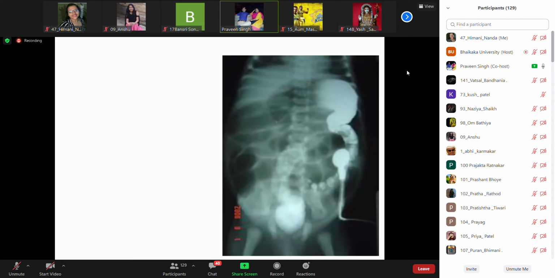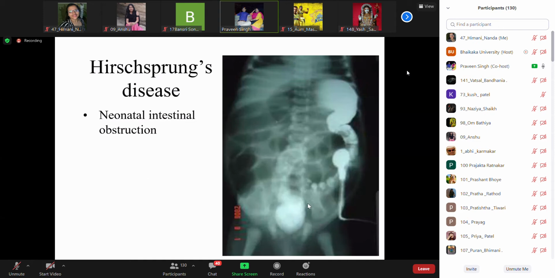Okay, now this is an abnormality. You are seeing a radiograph where there is something abnormal. This is called Hirschsprung's disease. You can see there is an intestinal obstruction, neonatal intestinal obstruction. Why did I show the radiograph? Because this is a type of congenital defect which causes neonatal intestinal obstruction.